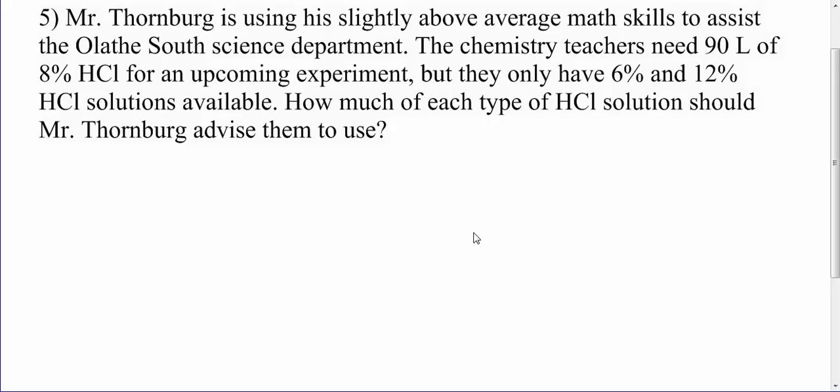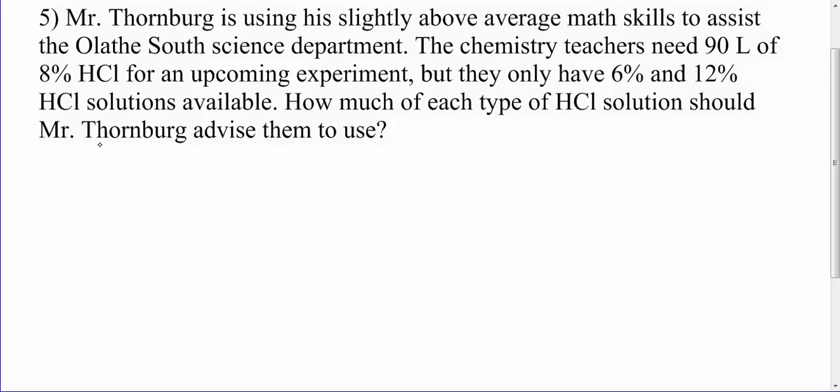Mr. Thornburg is using his slightly above average, and I might have been being nice, math skills, I'm teasing Mr. Thornburg, to assist the Olathe South Science Department. The chemistry teachers needed 90 liters of 8% hydrochloric acid for an upcoming experiment, but they only had 6% and 12% solutions available. How much of each type should Mr. Thornburg advise them to use?